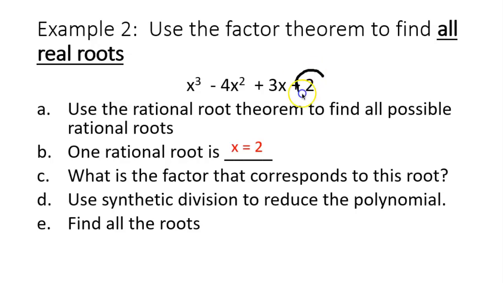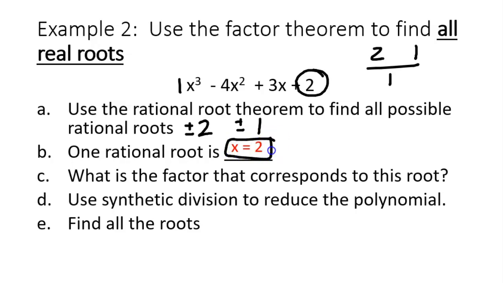So first of all, we find all the things that go into 2. That would be 1 and 2. Then all the things that go into 1. And we make as many fractions out of that as we can. You really only end up with 4 possibilities. Plus and minus 2, plus and minus 1. And then technically we would plug in all 4 of those until we found some of our roots. But I'm just going to tell you that one of them is 2. And so what factor would correspond to that? That would be x minus 2.